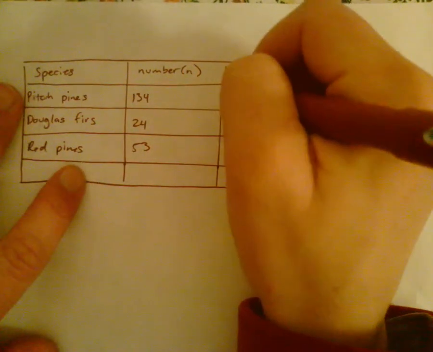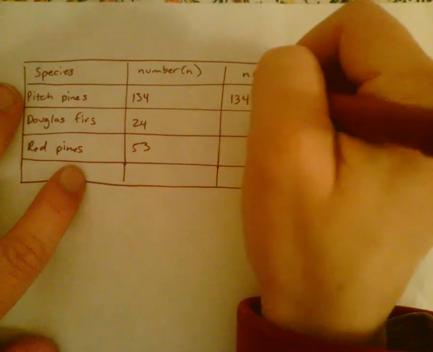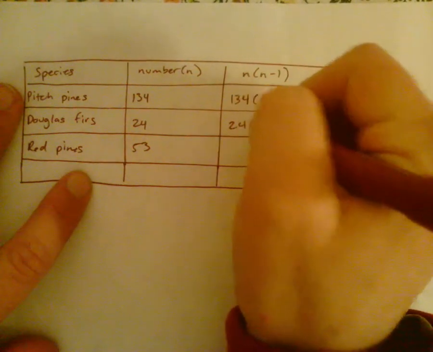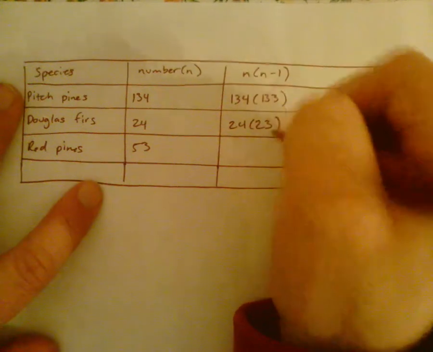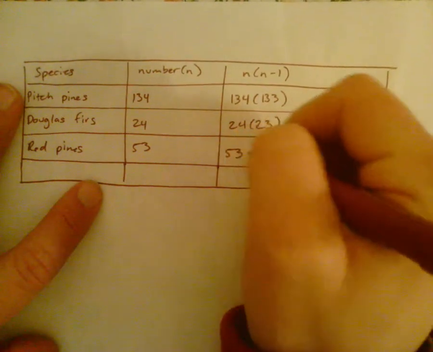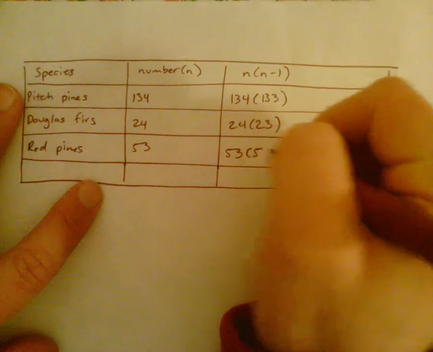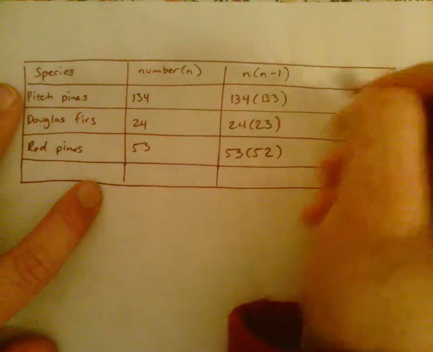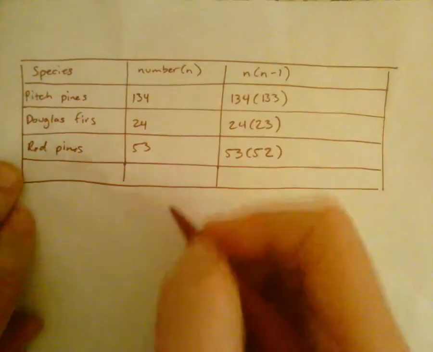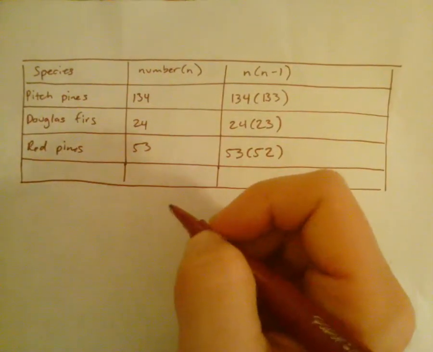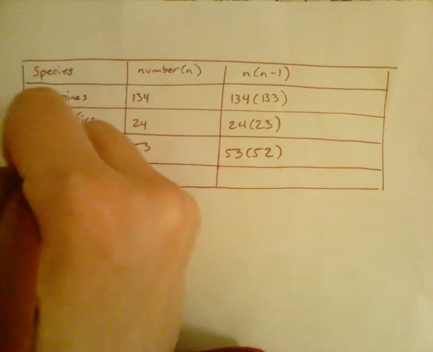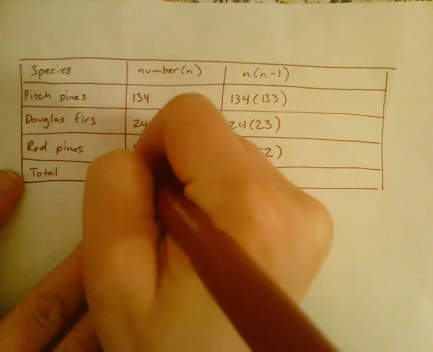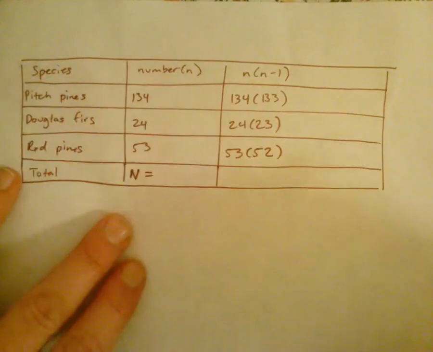So we have 134 times 133. Then we've got 24 times 23. Then 53 times 52. So remember, we're just taking the 1 off of the lowercase n number, okay? Done. Then at the bottom, we wanted our total. So I'm just going to make my capital N. Hopefully you can tell the difference here.